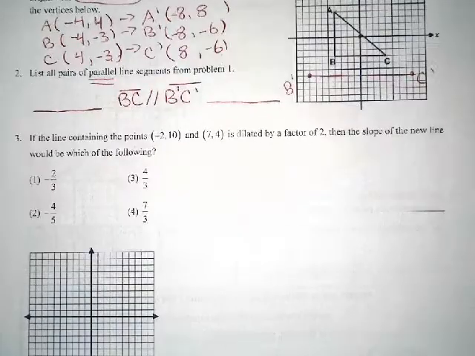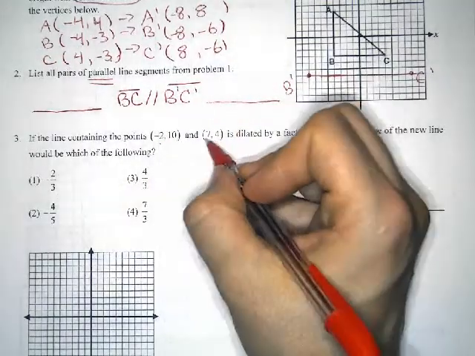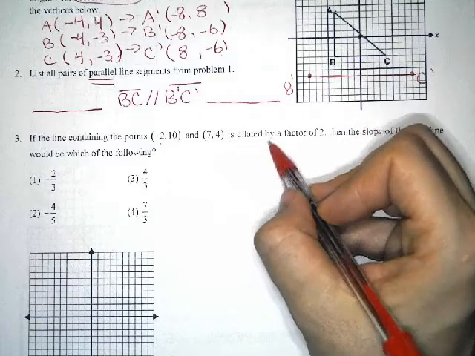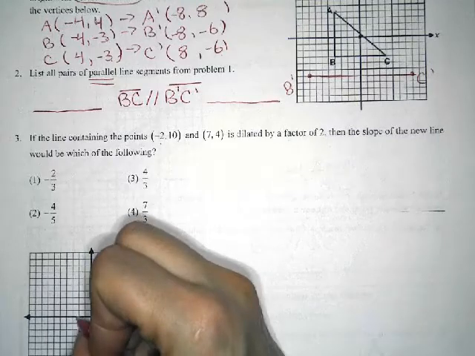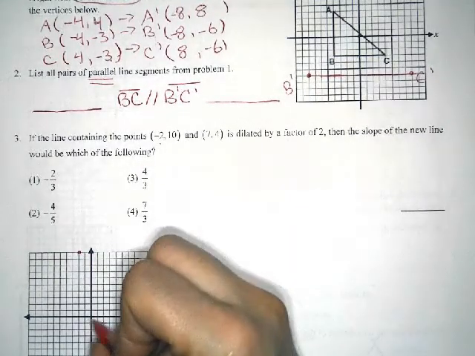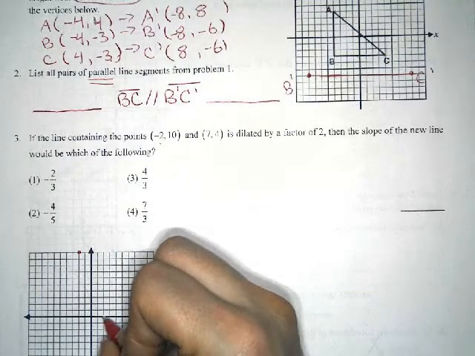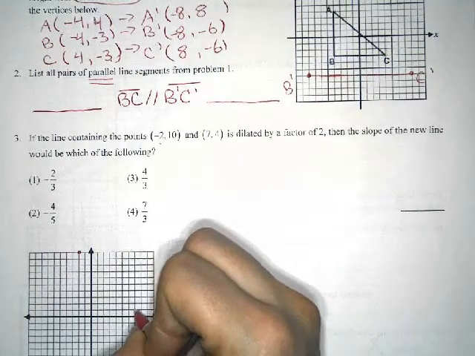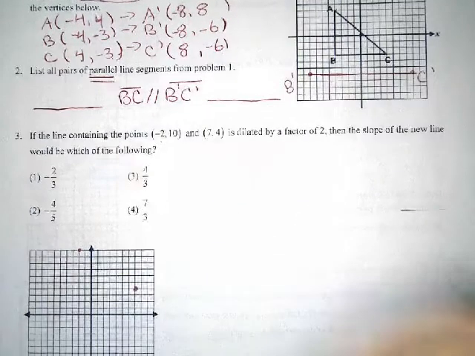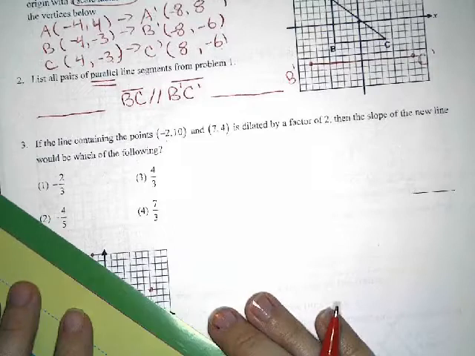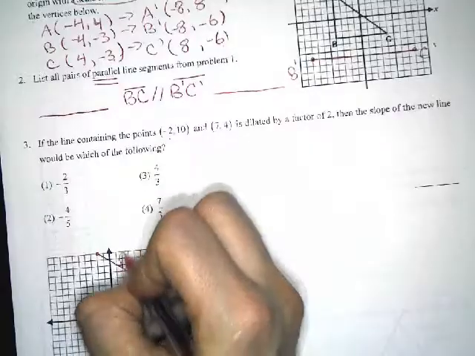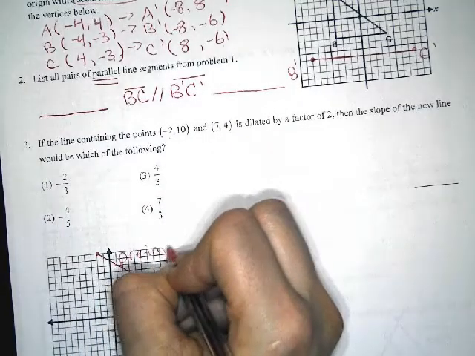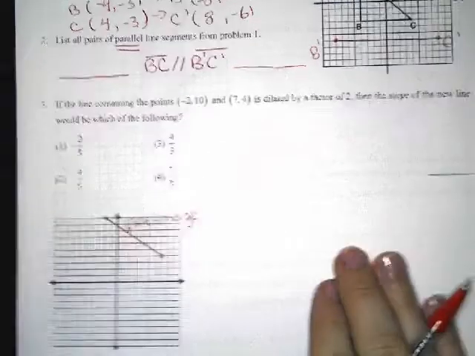It says the line containing the points -2, 10 and 7, 4 is dilated by a scale factor of 2. Again, it's going to get twice as big. You can start off by plotting them, -2, 10 and 7, 4. If I connect it, this is the original, the pre-image. Now this is going to get twice as big, which means it's going to go off my graph, but I'm going to keep reading.